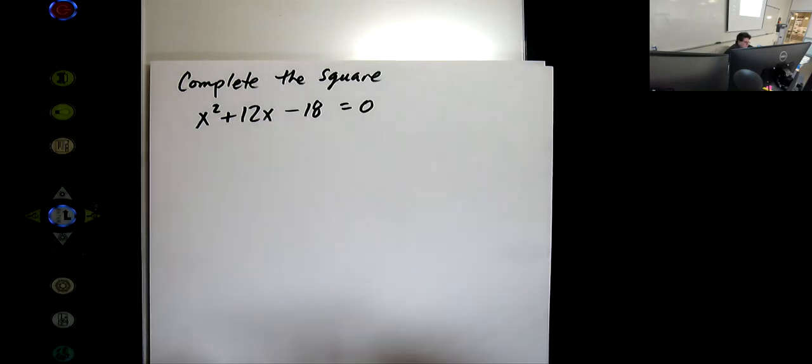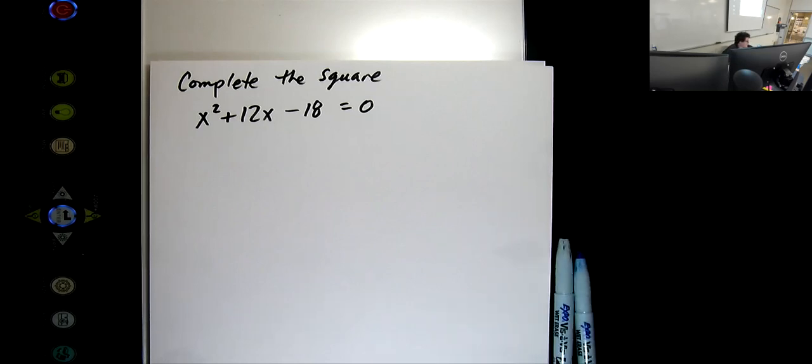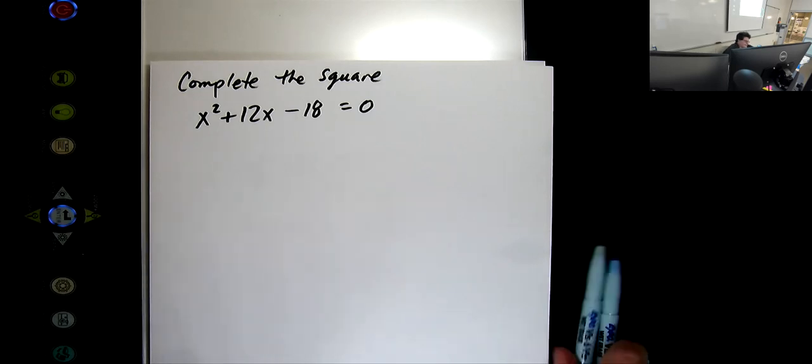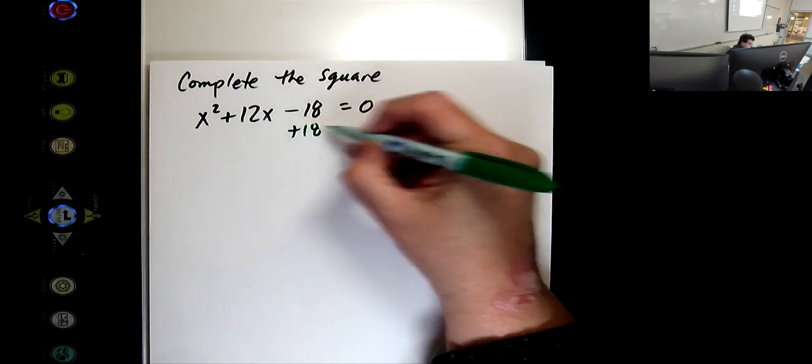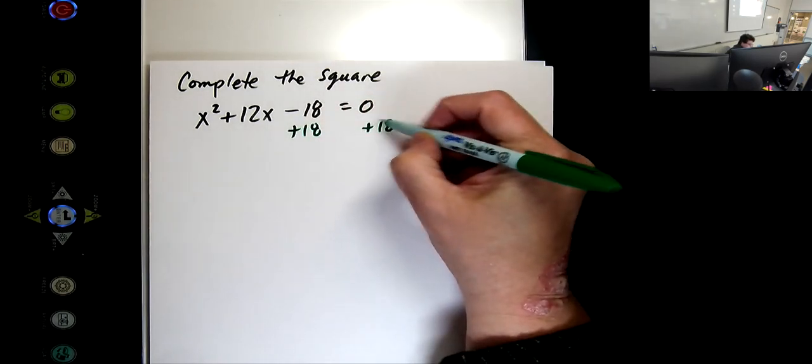What's the first thing we do when we're completing the square? Anybody? That's a really good spot to start. Let's move that 18 over.